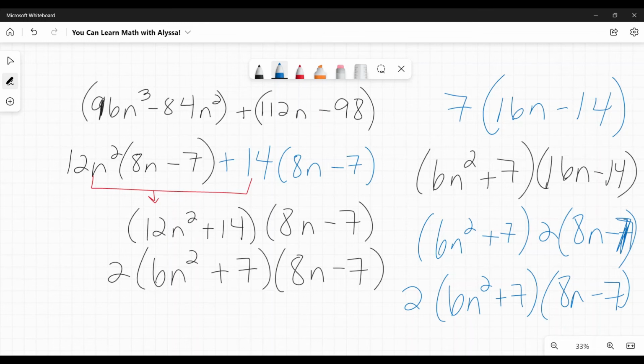So this is just showing you, even if you don't find the greatest common factor on your first try, this is not the end of the world. You don't need to go back and redo things. You really don't. Just keep moving forward and make sure at the very end to check and see if there are additional factors that need to be pulled out.